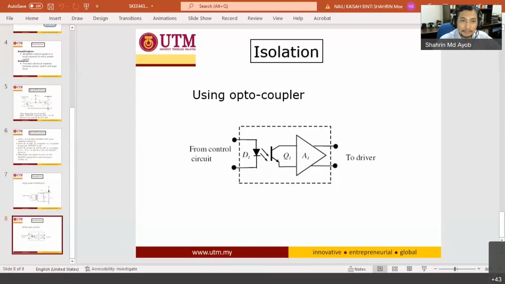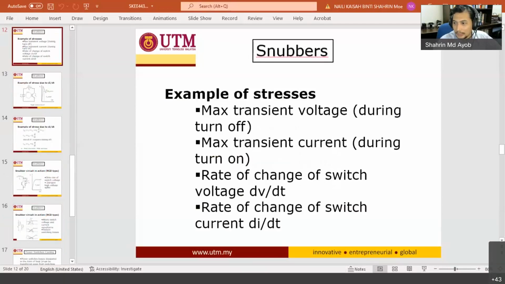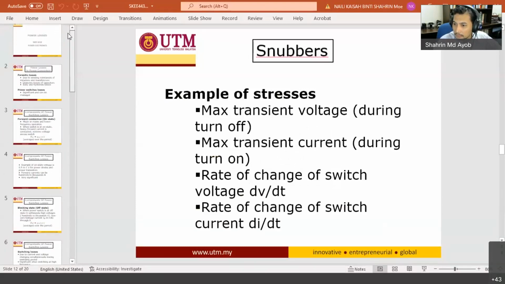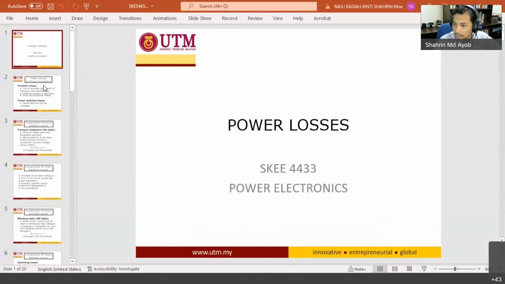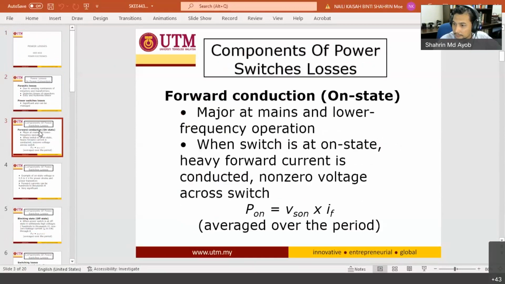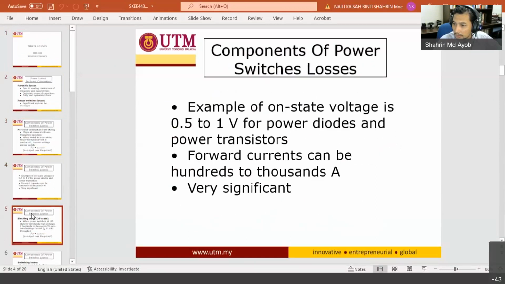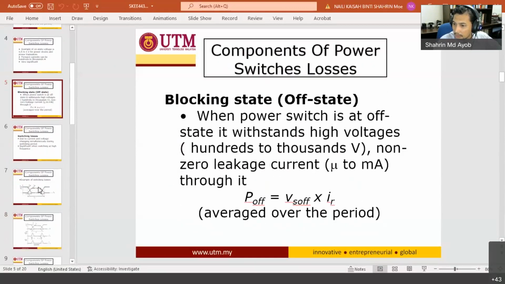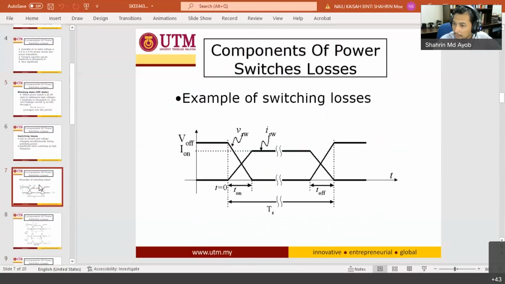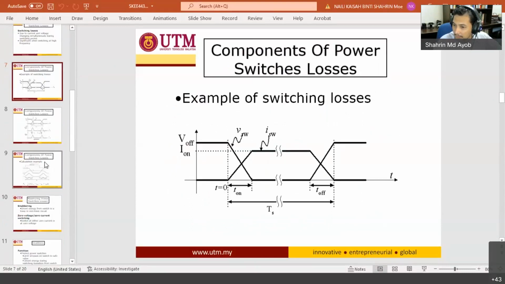Oh, it's finished already. Okay, so next we go for chapter 1, part 4. I think this one I will go through about the power losses. I think it's very fast, this one. We will go deeper on our next class.